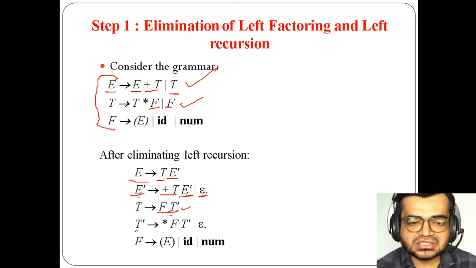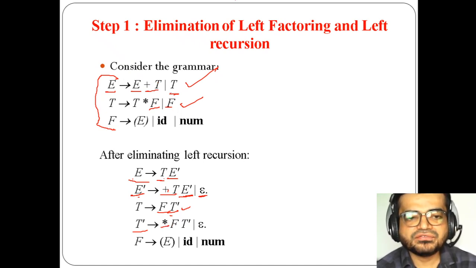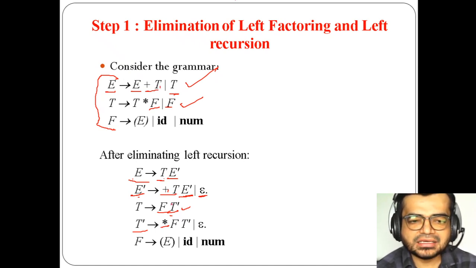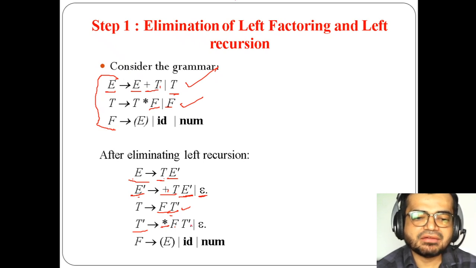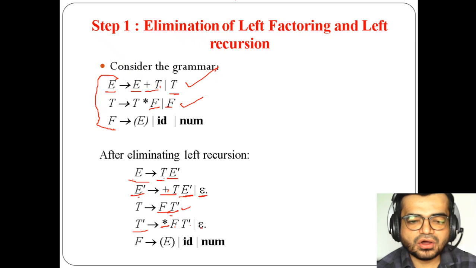Now for T dash, similarly to how you have taken plus before, in the same way you have to take the multiplication symbol here. After plus, the next symbol is T, and similarly here after the multiplication symbol it is F. So asterisk F I have taken, and the same T dash as I have taken E dash, and here or epsilon.